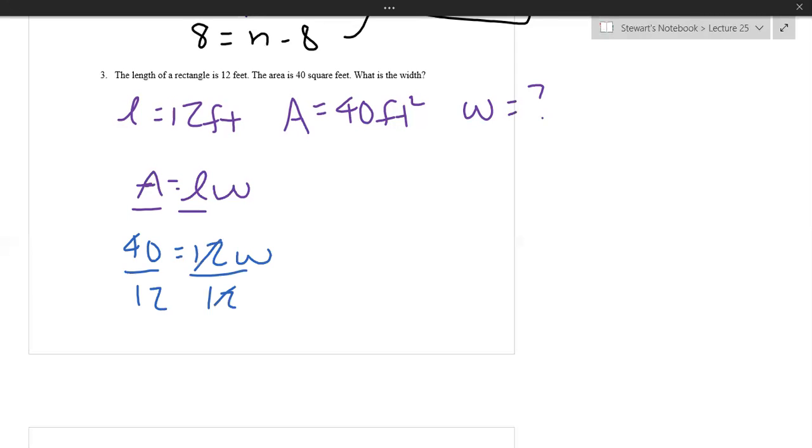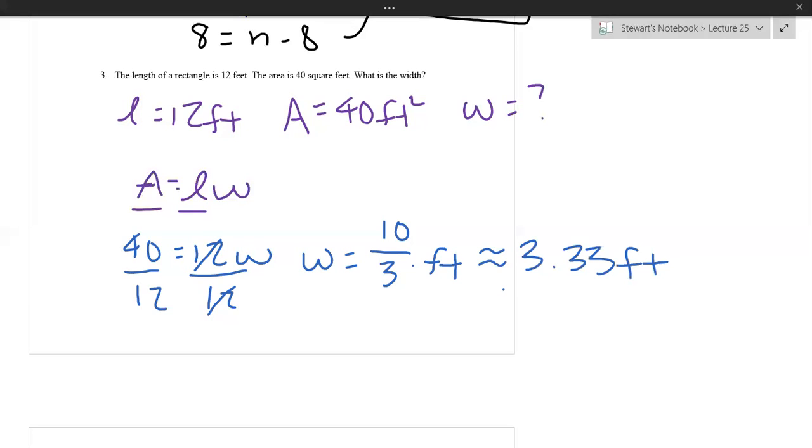So we have W equal to, okay, 12 doesn't go into 40 evenly, but let's try to simplify that fraction a little bit. We know that 4 goes into both 40 and 12. So if we divide that out from both of those, we would be left with W is equal to 10 over 3 feet, but you usually don't think about measurements like that. So we can approximate this to be about 3.33 feet.